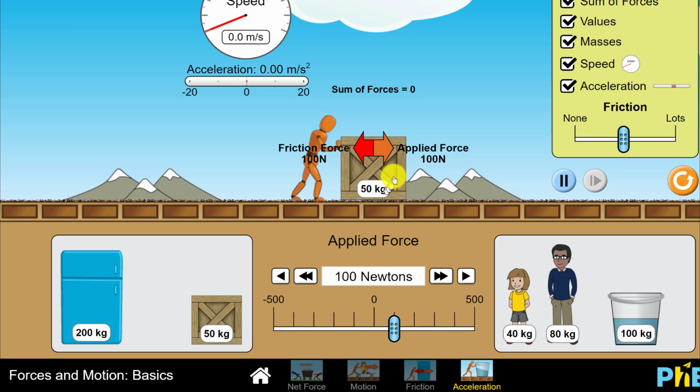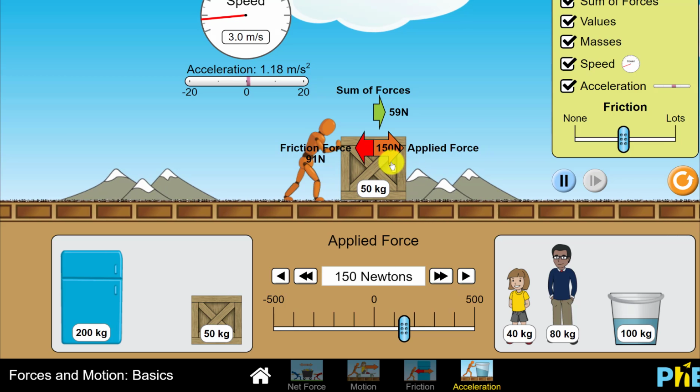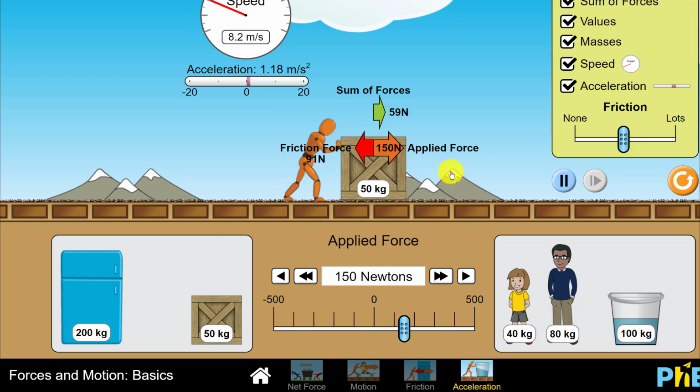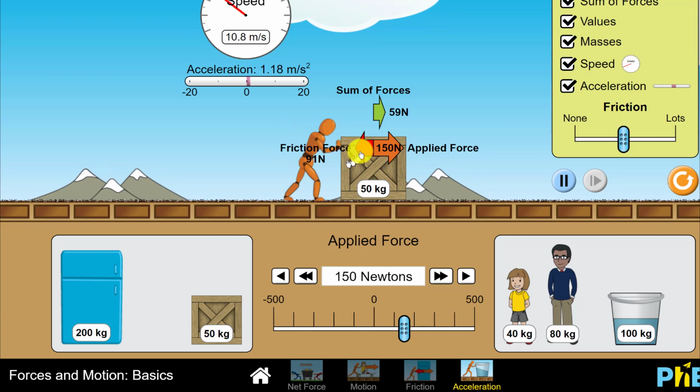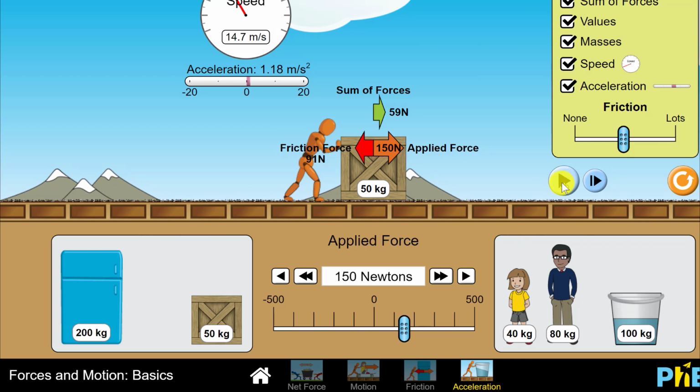Okay. Frictional force was 100. Ooh, interesting. Wasn't it 91 beforehand? We'll explain that. I'll push with 150. There we go. I pushed with 150, it broke free, and the frictional force was 91. Let's pause it.